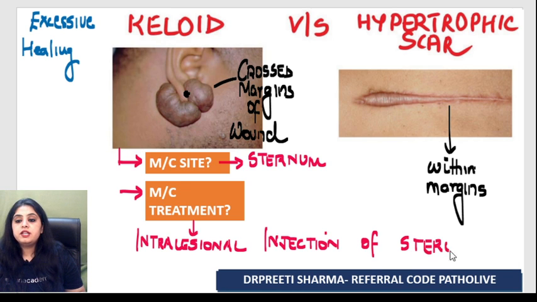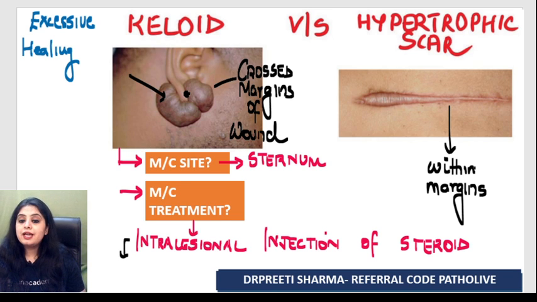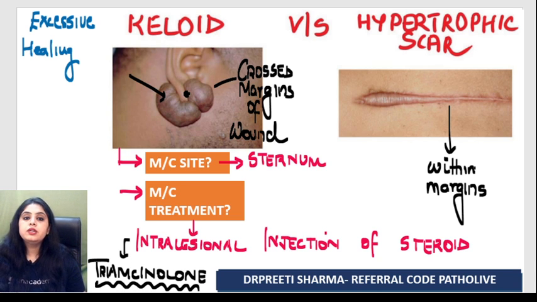And which steroid is very commonly used? So what will happen if you take a syringe and you inject a steroid into it, the size will start shrinking. And which steroid am I talking about? I am talking about triamcinolone. That's the very famous steroid that is used for this purpose. Triamcinolone injections are used for this purpose. They will immediately start shrinking the size of the keloid. Okay, so what did I learn? Keloid grossly crosses the margins. Hypertrophic scar is within the margins.